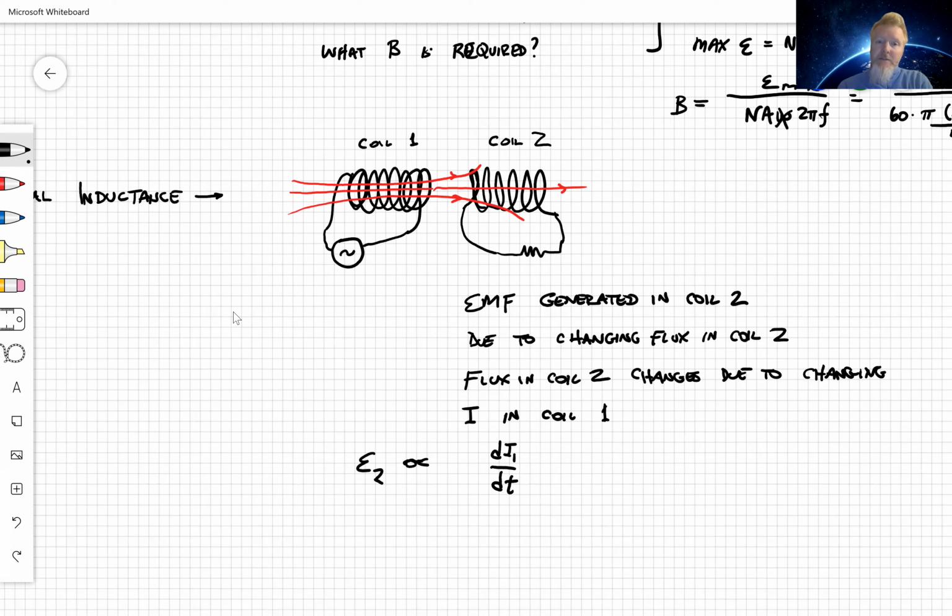So hopefully that makes sense. The dependence here is that the voltage in coil 2 depends on the current changing in coil 1, and then there's going to be some factor of a bunch of constants here, right? Which I'm just going to call capital M for mutual inductance, okay?